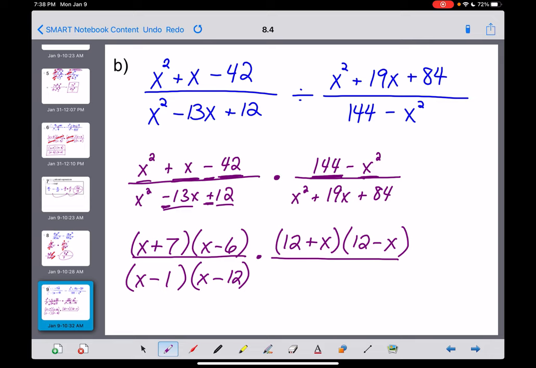I know you guys don't like it when the 12 comes first and then the x, but too bad. You've got to deal with it that way. You don't get to switch it around just because you don't like it. Now, in the bottom right, let's see what we've got here.